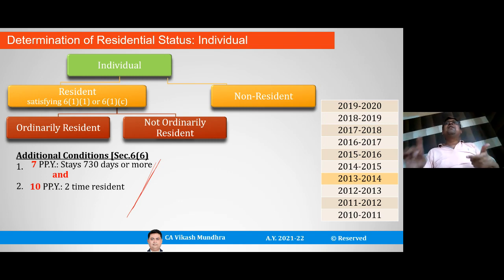I am repeating myself. If someone is saying that you are an ordinary resident, what can I presume? You are satisfying one of the conditions given under section 6(1) and both the conditions given under section 6(6). What are the conditions given under section 6(6)? During the 7 preceding previous years, earlier we discussed 4 preceding previous years, now it is 7 preceding previous years, your stay in India is for 730 days or more.